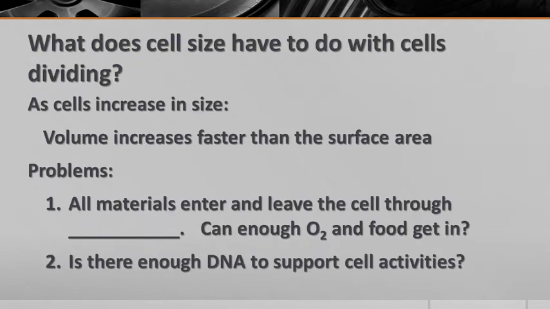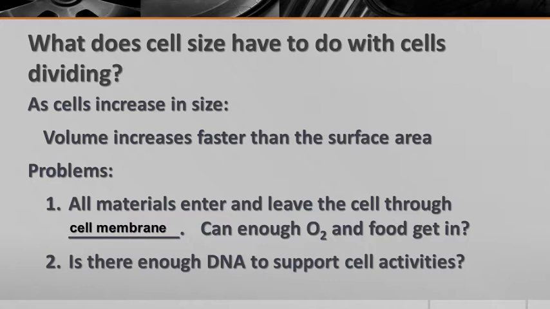So what does cell size have to do with cells dividing? Well, as cells increase in size, their volume increases at a faster rate than the surface area. The needs of the cell for nutrients and oxygen and the production of waste is related to the volume, the size that's inside the cell contents. But the cell's ability to handle those needs, whether it's bringing in nutrients and oxygen or taking out waste, depends on the cell membrane, because all materials enter and leave the cell through the cell membrane. So the big question is, can enough oxygen and food get in and enough waste get out?